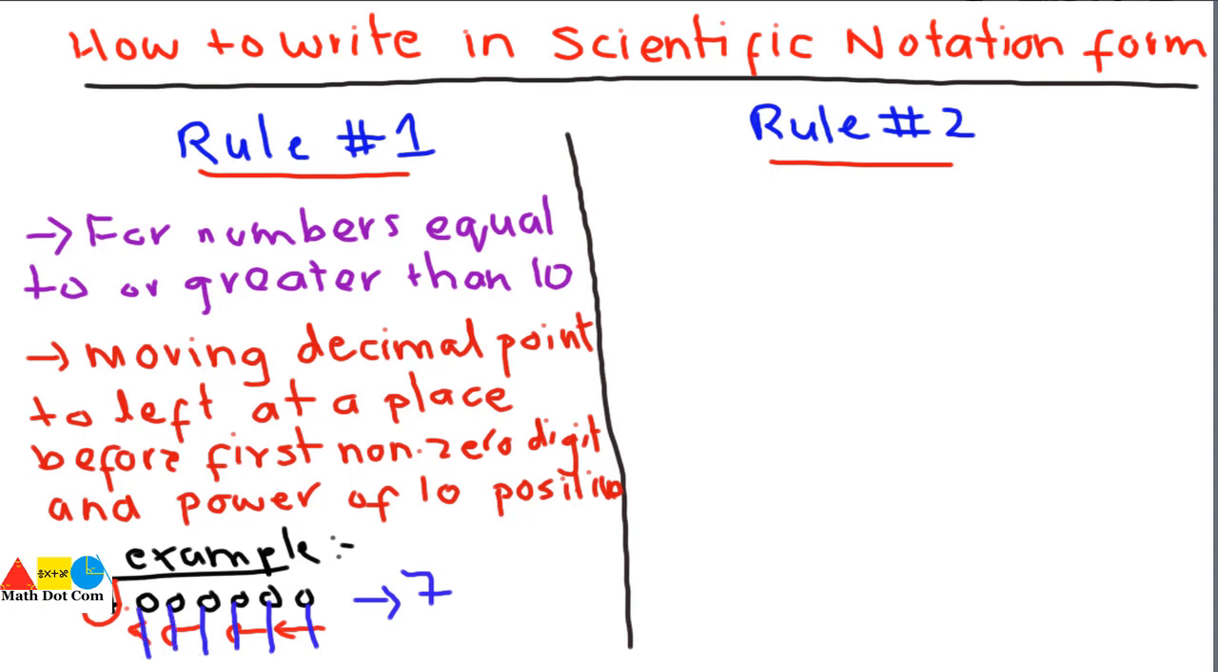As there are 6 digits that move towards left, we will write the power of 10 as 6, and it will be positive because we are moving toward left. That's why we have put the power of 10 as plus, and the 6 means we have moved 6 digits to the left, and this number is now in scientific notation. So this is how you can write the number in scientific notation.